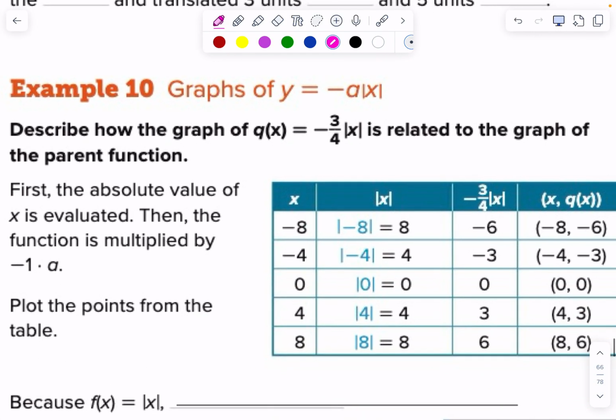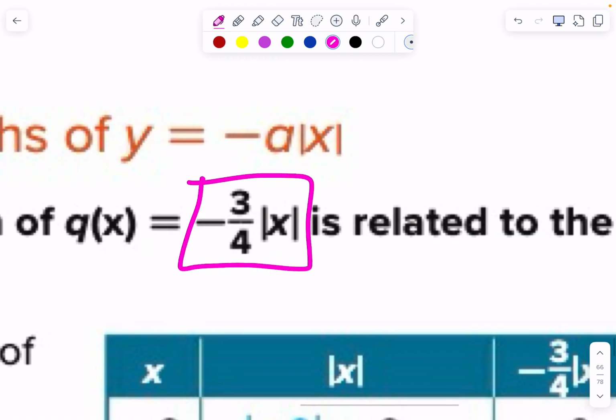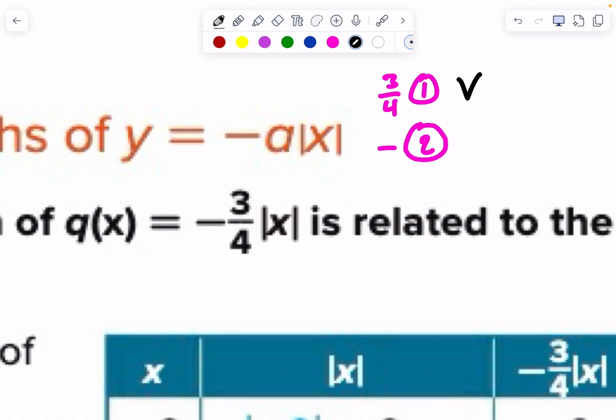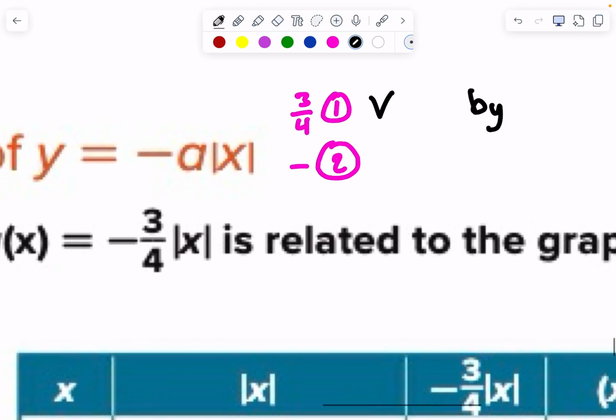All right, this one right here, let's talk about what he's doing. How many things are being done? A lot of people say there's only 1, but there are actually 2 things. The 3/4 is one part, and the negative is another part. Which one's happening first? It doesn't matter. They're both happening at the same time, because you're multiplying. So let's do the 3/4 first, and then the negative. 3/4 is on the outside, which means he is a vertical, and we don't flip it. So a vertical compression by 3/4, because 3/4 is smaller. And then the negative, because it's on the outside, is a reflection over the x-axis.